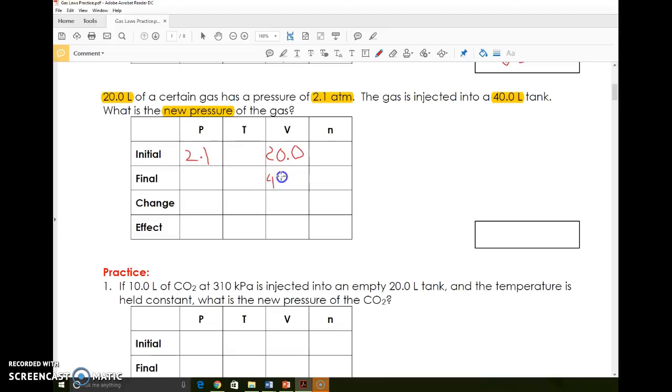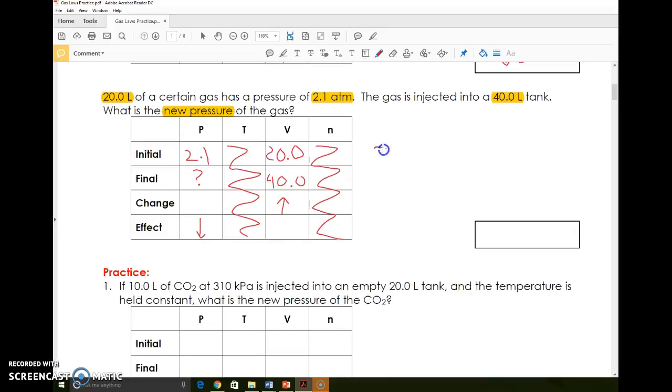The gas is injected into a larger volume tank of 40.0, and we need to determine the new pressure. I forgot to mention in the previous problem, if temperature or number of particles is not mentioned, we're going to assume those variables remained constant. Alright, so the volume in this system increased, and based on our gas law, if volume increases, the pressure should decrease.